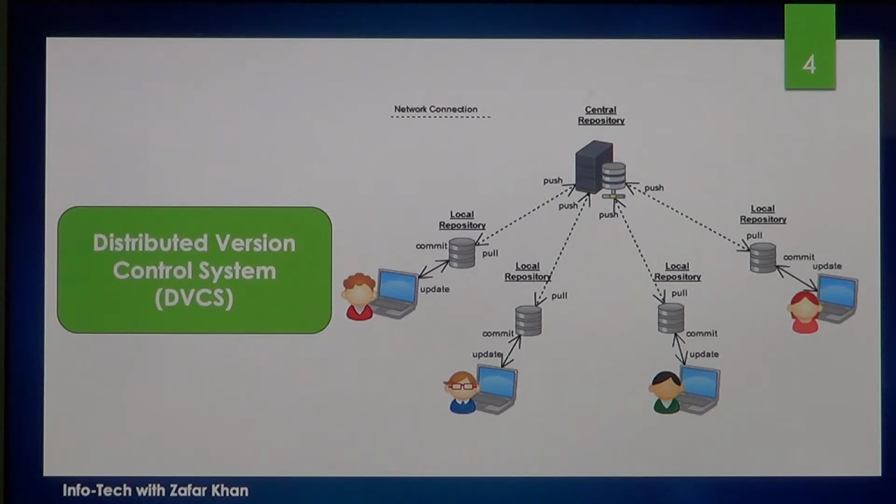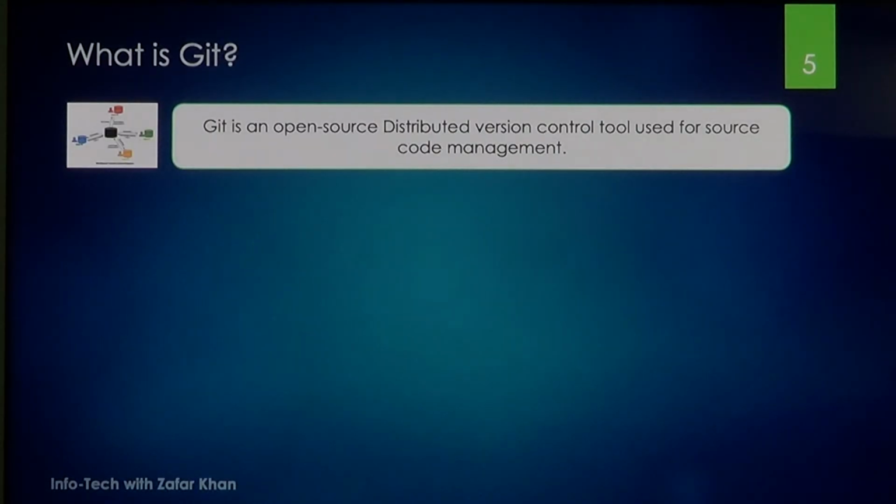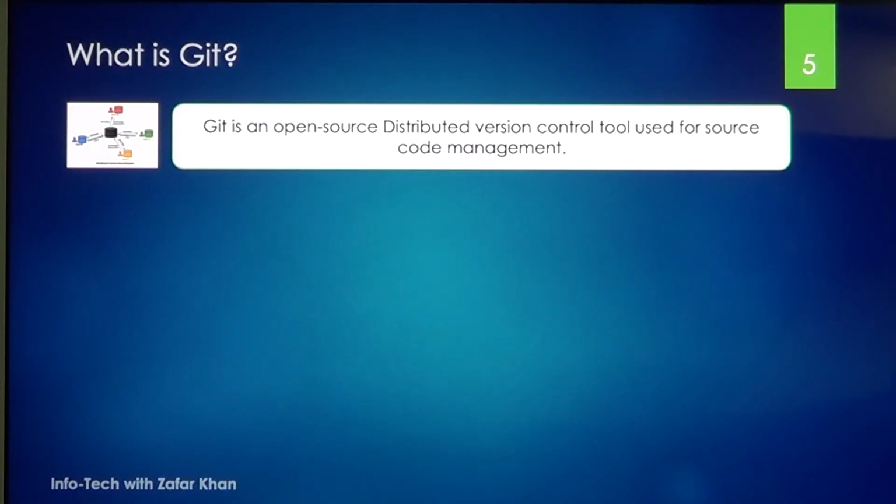So now what is Git? We need to understand Git. Linus Torvalds in 2005 released the first version of Git. He is the same person who created the Linux operating system. So Git is basically an open source distributed version control tool used for source code management. It keeps a record of every change in the project by taking a snapshot. It means that you can easily roll back to any previous version of that particular project.